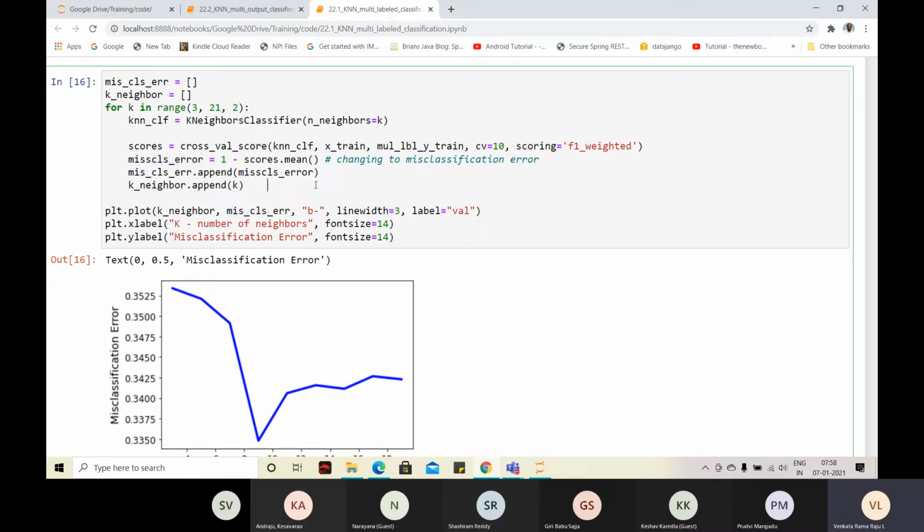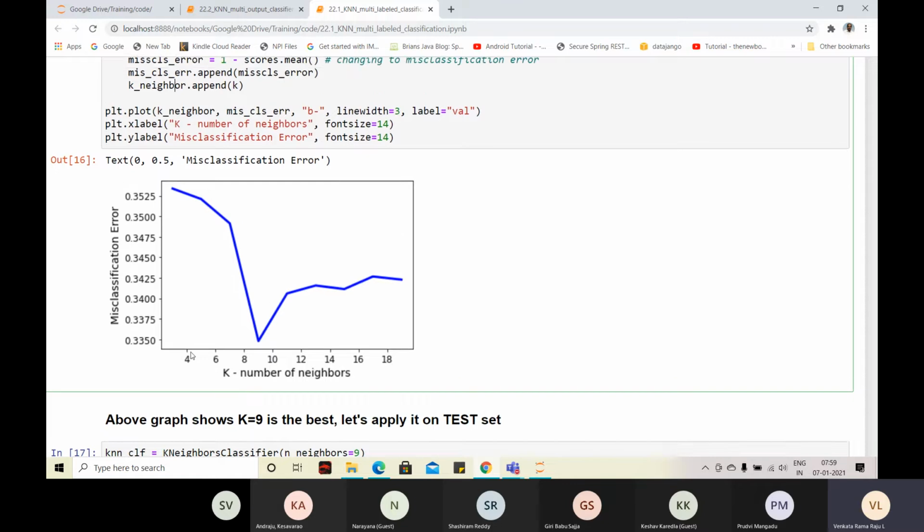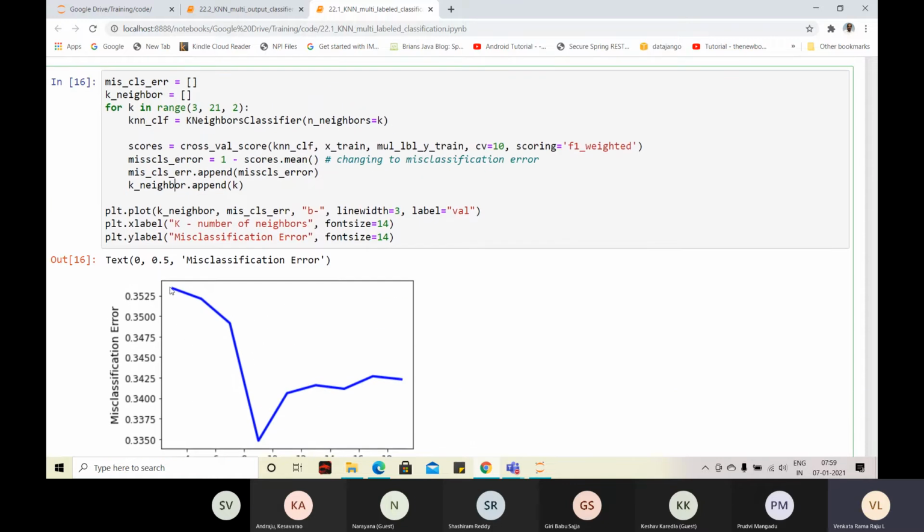Okay, misclassification error it is, right? You got this point, I think, right? When you use cross_val_score, it gives you 10 scores. I take the mean of all the scores and subtract it from 1 to get the error, and I append that to the misclassification error list, and I also append k, so that I can see for each k how much misclassification error came.